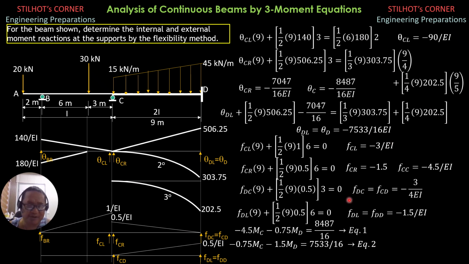Solving these two equations simultaneously, we get M sub C equals negative 71.523 kilonewton meter. That is similar answer to the previous methods. And MD is negative 278.114 kilonewton meter, which is also the same answer as before. So that's it for this video.